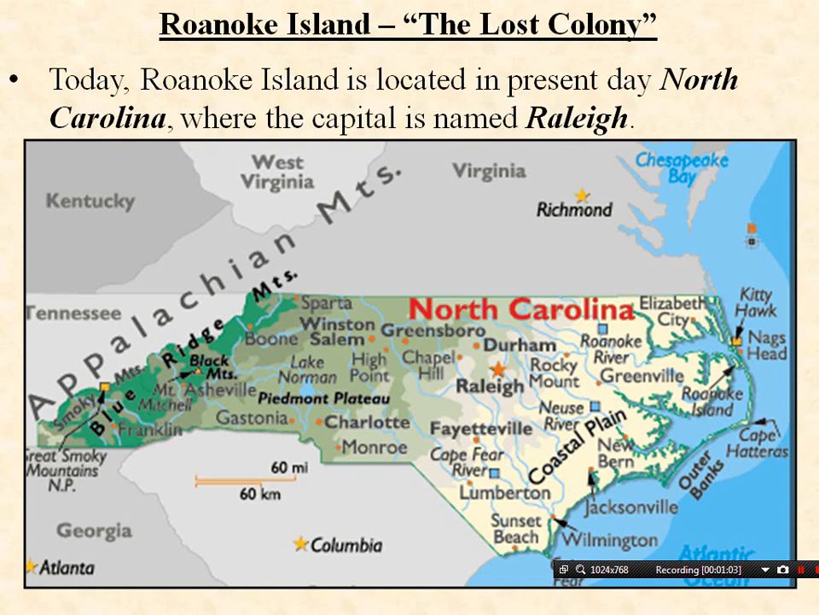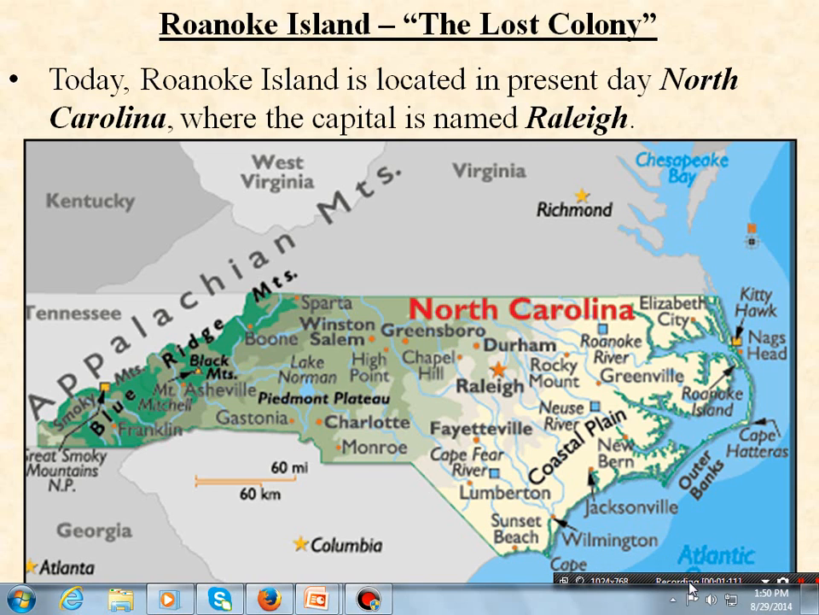Okay, today Roanoke Island is located in present-day North Carolina, where the capital is Raleigh. But remember, he named all this land, actually all of North America, Virginia.